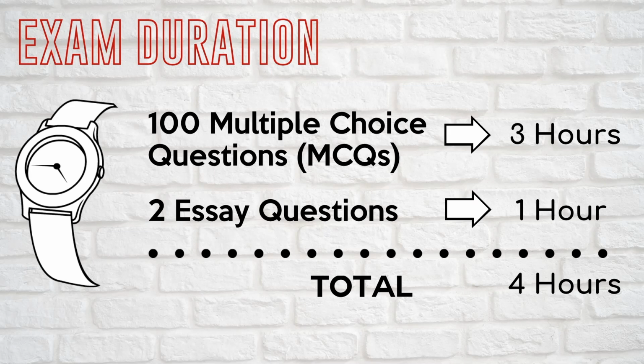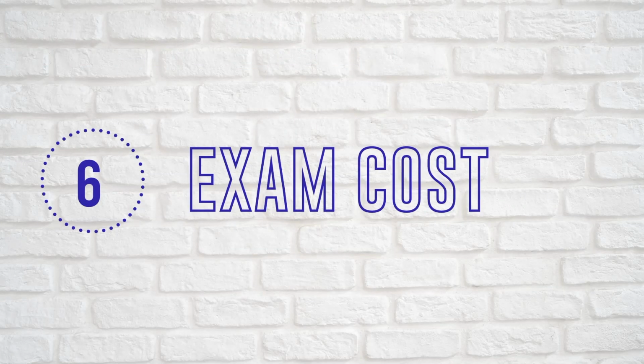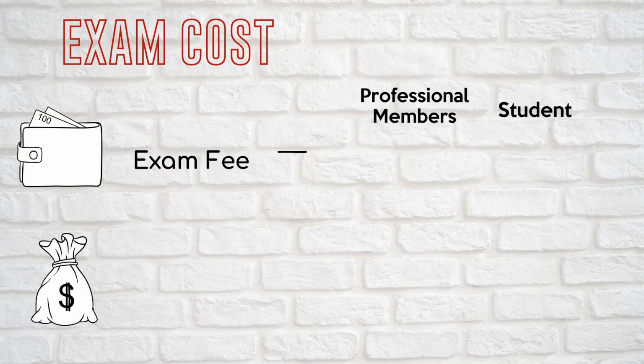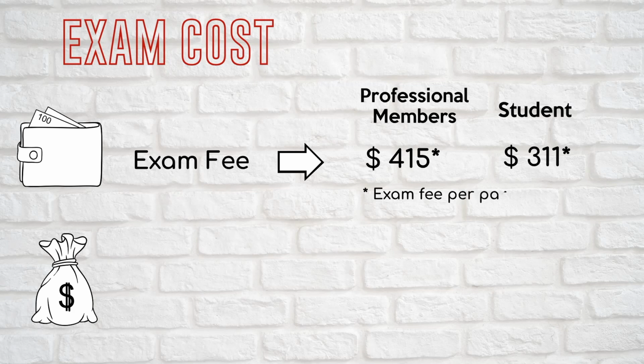Now let's talk about the exam cost. The exam fee is different for professionals and students. For professionals, you have to pay $415 US for the Part 1 exam. On the other hand, for students, you only have to pay $311 US.